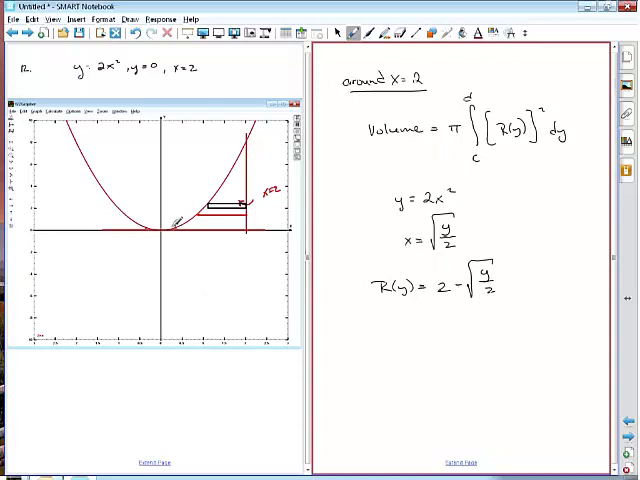Our limits of integration are from y equals 0 to y equals 8. So our volume is equal to pi times the integral from 0 to 8 of 2 minus the square root of y over 2, quantity squared, dy.